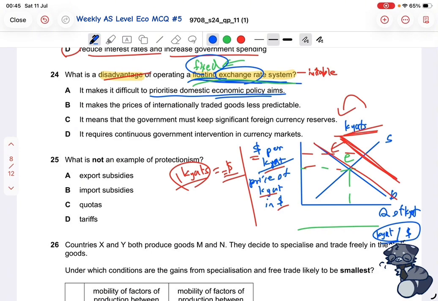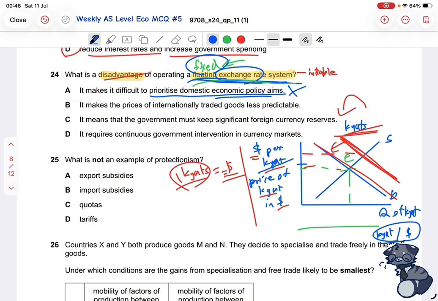But what I think is that this is more related to the fixed exchange rate system. If you had a fixed exchange rate system, since you have to focus on keeping it non-fluctuating or stable by having foreign exchange reserves and buying and selling them to manipulate the foreign exchange market, you might not be able to focus on other economic policy aims. So this seems like a disadvantage for the fixed exchange rate, because if you were focusing on maintaining this, it does make it difficult to prioritize domestic economic policy aims or other policies in general. But since we are looking at a floating exchange rate and it's not related, we're going to cross that off and look at the next option.